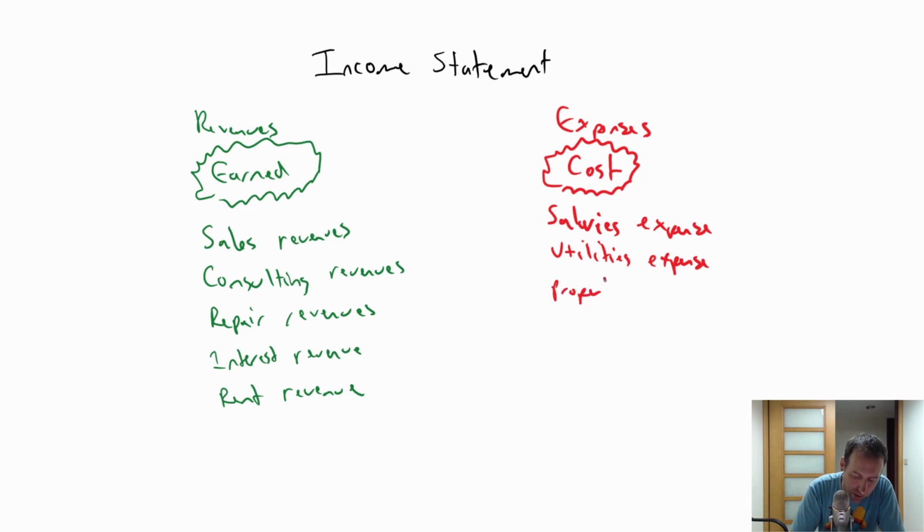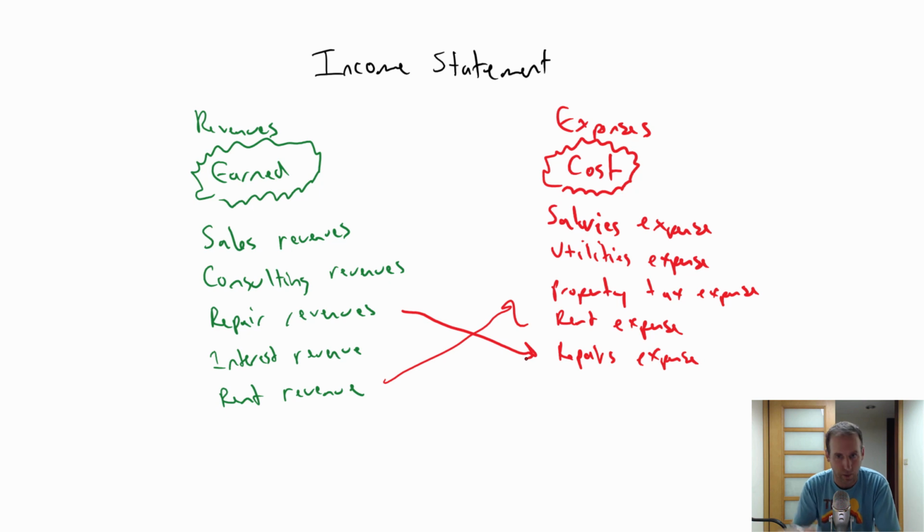If your company sits on a big piece of land, you'll probably be paying property tax expense, or you might be paying the flip side of rent revenue. You might be paying rent rather than receiving it. You might have a rent expense. You can have repairs expenses, any cost for your company, and so that's the flip side of repair revenue. When I took my car into the shop, my mechanic had repair revenue. I had a repair expense, right? It's a cost to me. So just about any cost you can think of can be considered an expense.